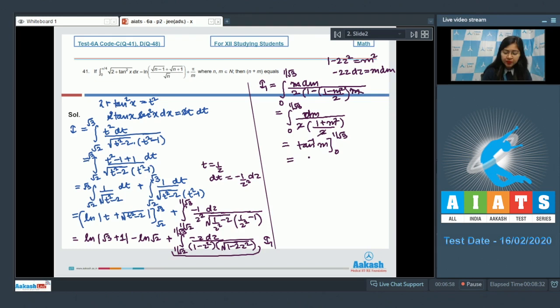So tan inverse 1 by root 3 is pi by 6, minus 0. So the required value of I is equal to ln of mod root 3 plus 1 divided by root 2, plus pi by 6. Comparing with the right hand side, we can see the value of m is equal to 6 and the value of n is equal to 2.